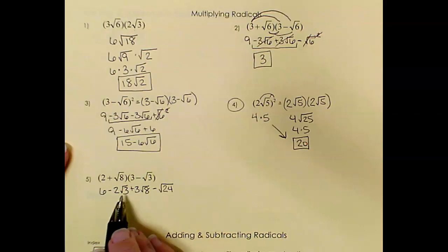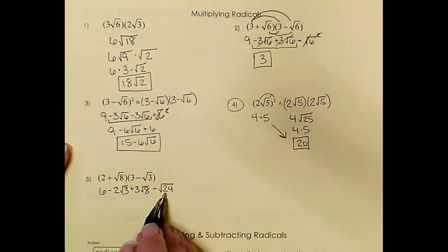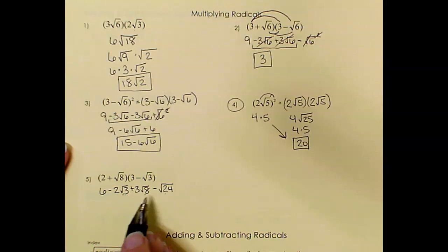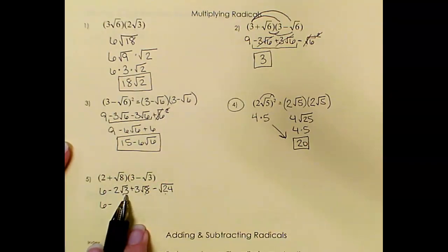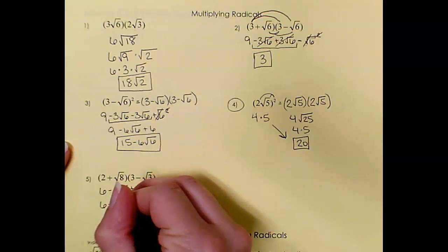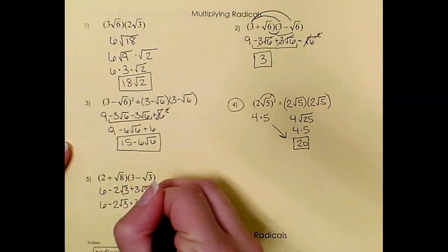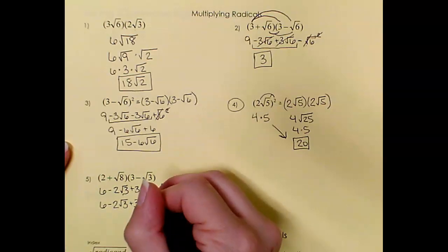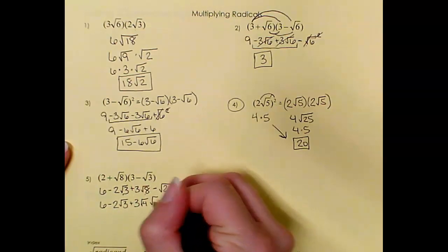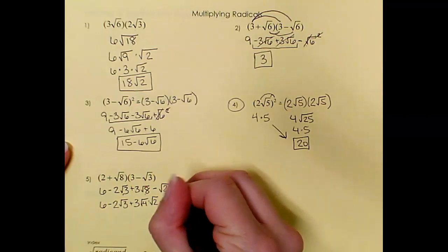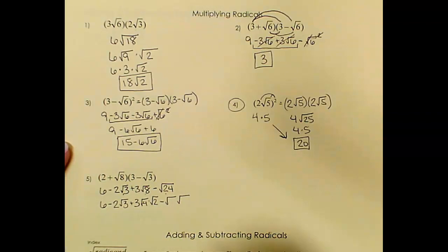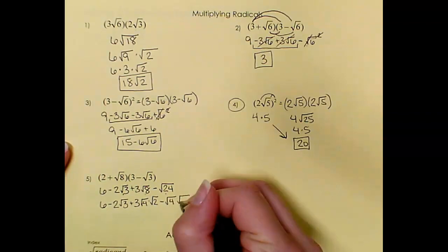I've got no square roots that are the same type. I've got square root of 3, square root of 8, and square root of 24. Remember that you can break down and simplify radicals. So I'm going to do that with what I can. The square root of 3 can't be broken down anymore. So this is minus 2 square roots of 3. But the square root of 8 can. It can be broken up into the square root of 4 and the square root of 2. And the square root of 24 can. It can be broken up into the square root of 4 and the square root of 6.